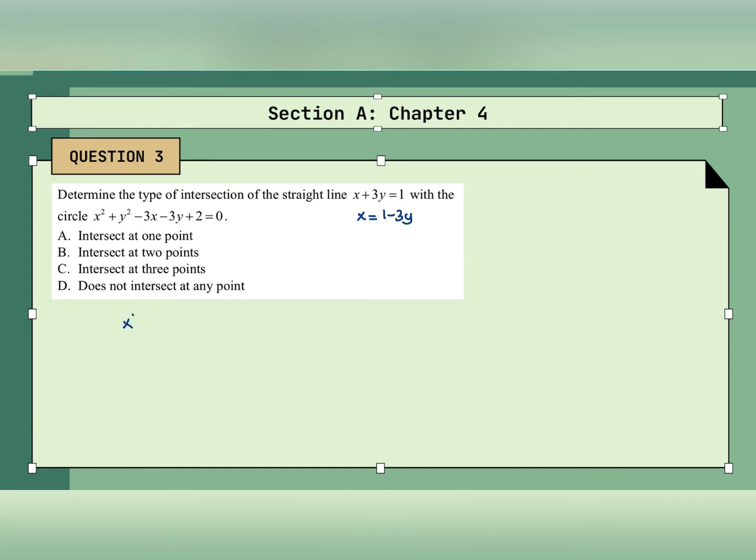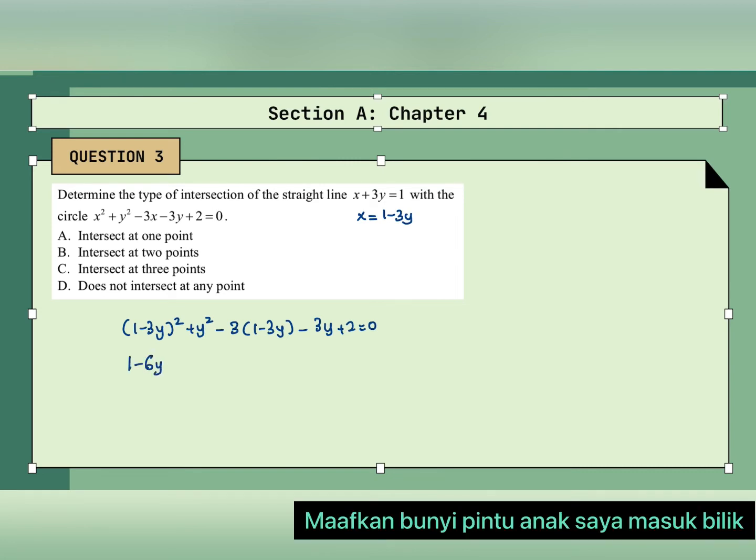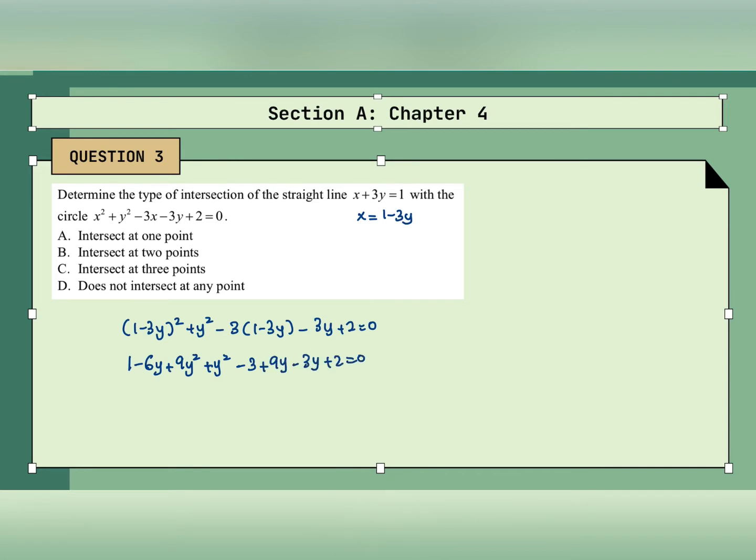Masukkan dalam equation of circle. So x squared will be 1 tolak 3y squared plus y squared minus 3 times 1 minus 3y minus 3y plus 2 equal to 0. So kat sini dapat apa? Expand, y minus 3 darab 2, 6. Negative 6y plus 9y squared plus y squared minus 3 plus 9y minus 3y plus 2 equals to 0. Now simplify. Simplify will be 10y squared. Lepas tu kita ada apa kat sini?